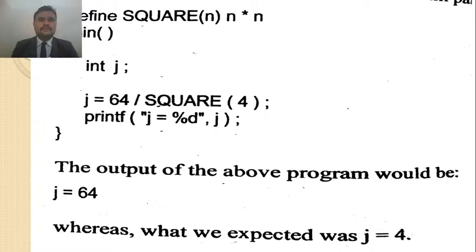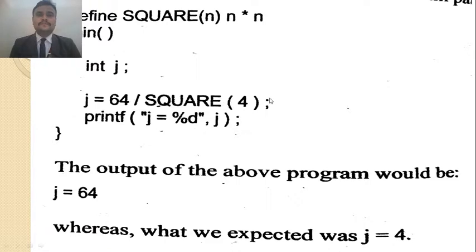Now one more important point. Let's take the beauty of this example. While writing a macro, we always take care that the macro expansion must be enclosed in brackets. So define SQUARE(n) as n into n. That n into n must be in parentheses. If you have not written the macro expansion in parentheses, what will happen?